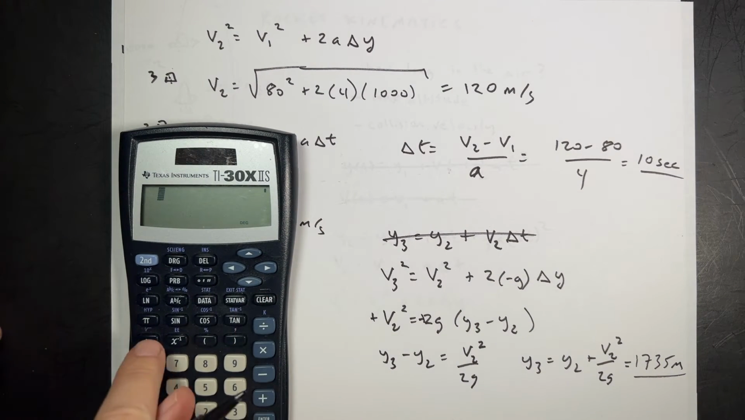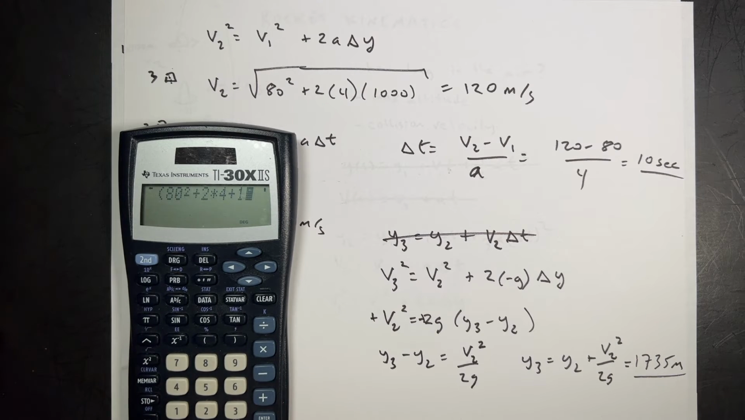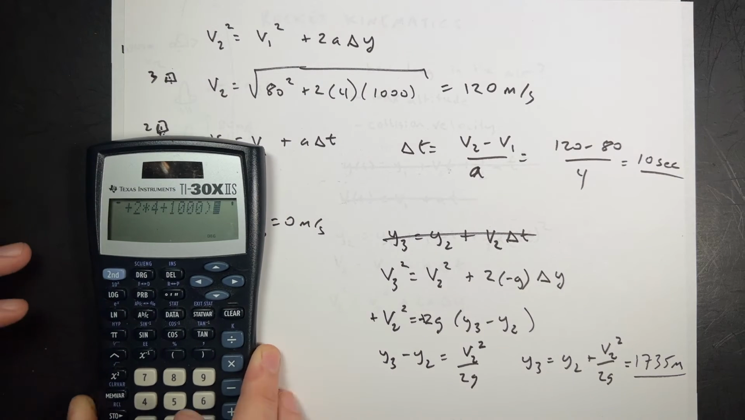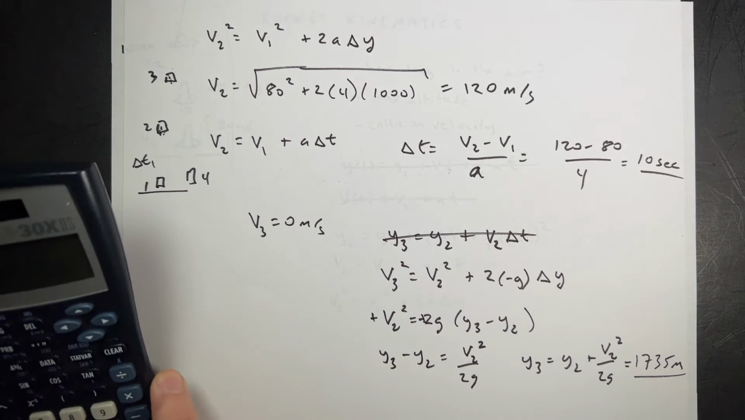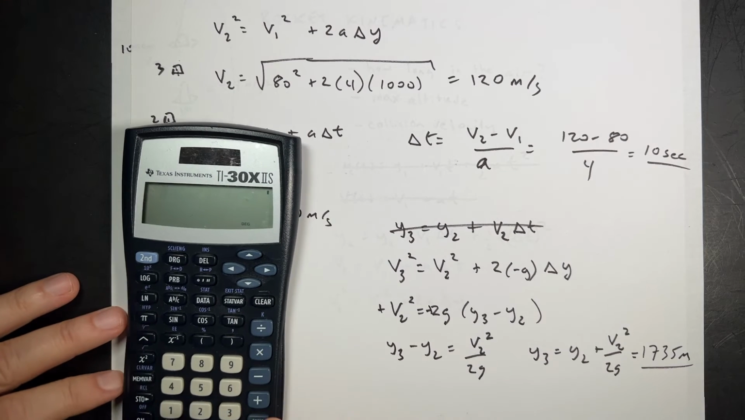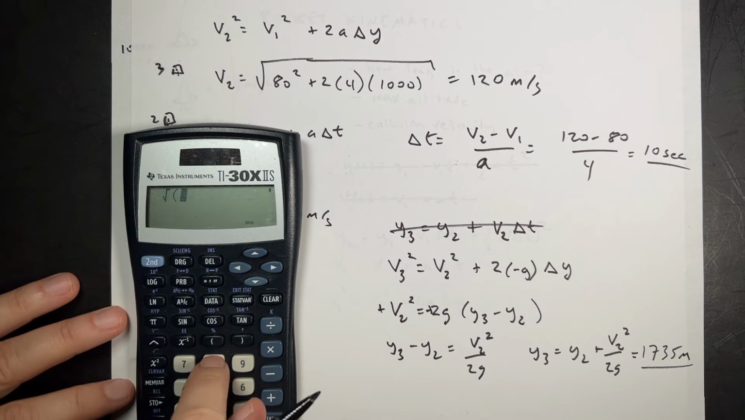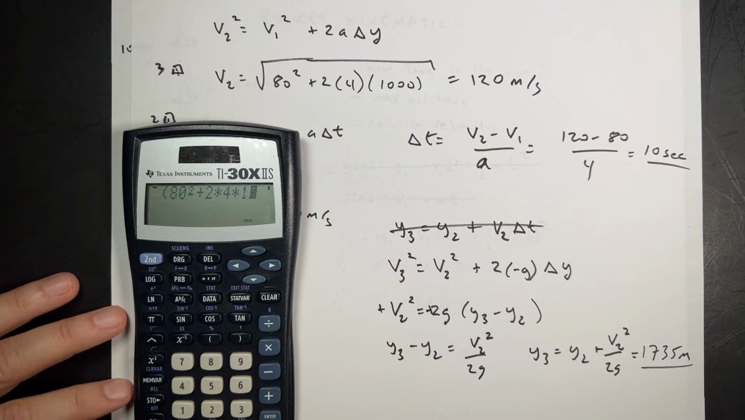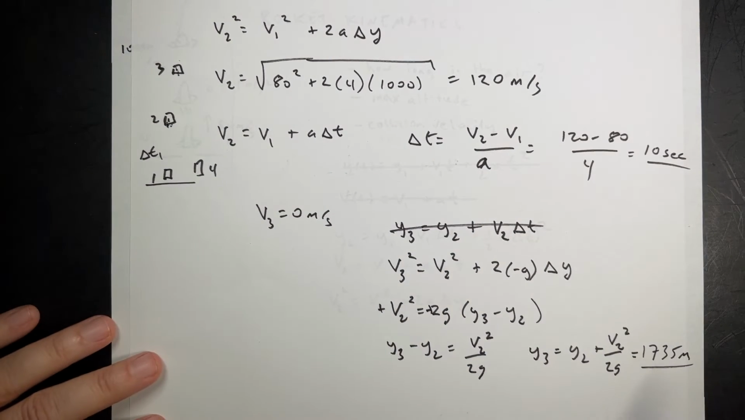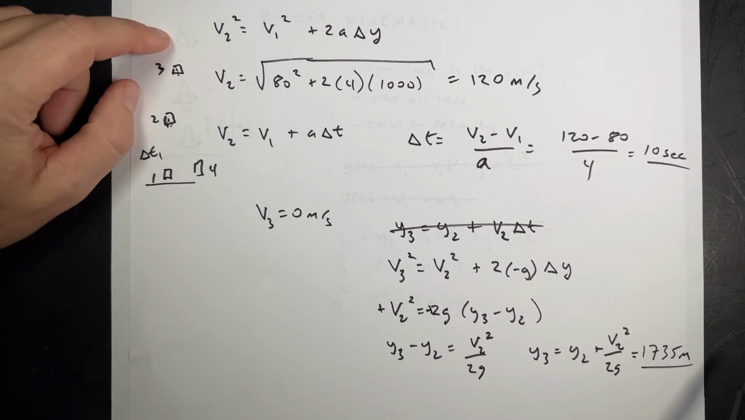Clear. Square root 80 squared plus 2 times 4 times 1, 1, 2, 3, close parenthesis. Just looking at that, I think that's right. No. Oh, I said plus. Okay, let's try one more time. Square root 80 squared plus 2 times 4 times 1, 1, 2, 3, close parenthesis equals. Okay, 120. Okay, I'm going to go with it. So I've gotten how high it goes.